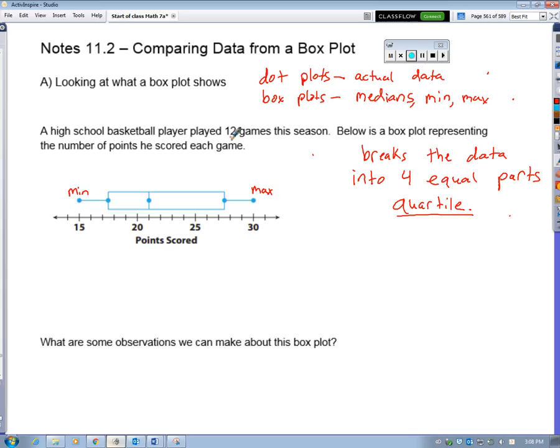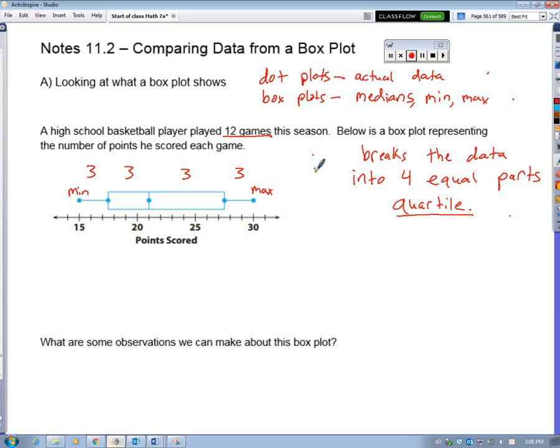What I mean by that is this basketball player played 12 games. So from here to here represents 3 of the games. From here to here represents 3 of the games. From this median up to here represents 3 games. And from here to here represents 3 games. Even though we don't know exactly what those scores are, it breaks the scores from all 12 games into 3 of the scores, 3 of the scores, 3 of the scores, and 3 more of the scores to get a total of the 12 games played. So that's what it does. It breaks the data into equal parts.